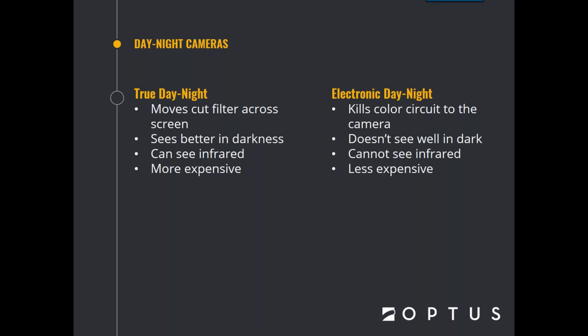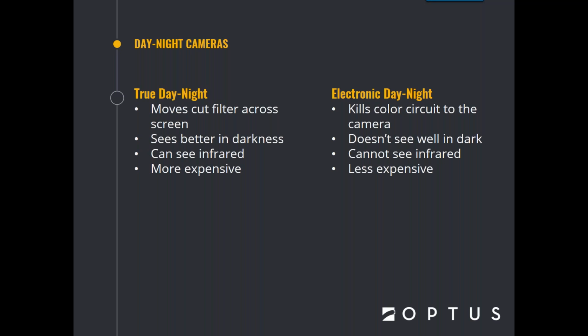There's some trade-offs between those two. True day-night cameras see better in darkness. They can also see infrared, but they're more expensive. Electronic day-night cameras don't see as well in dark. They can't see infrared, but they are less expensive.